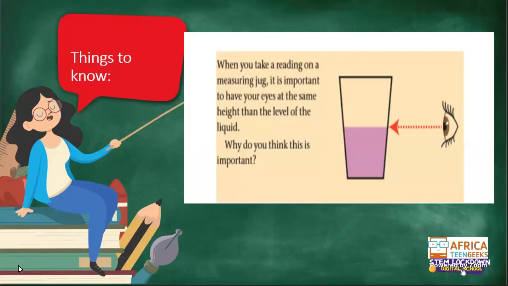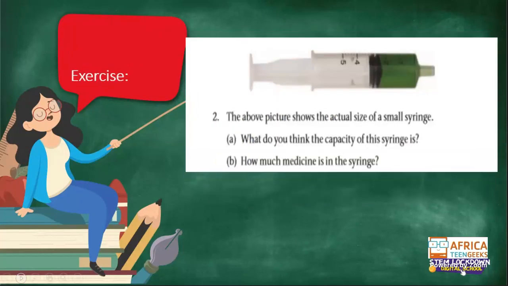Okay, now let's move on to our next slide. Here we have a syringe, right? The picture above shows the actual size of a small syringe. So a small syringe has a capacity of 5 milliliters. The volume depends on the amount that is needed, okay?